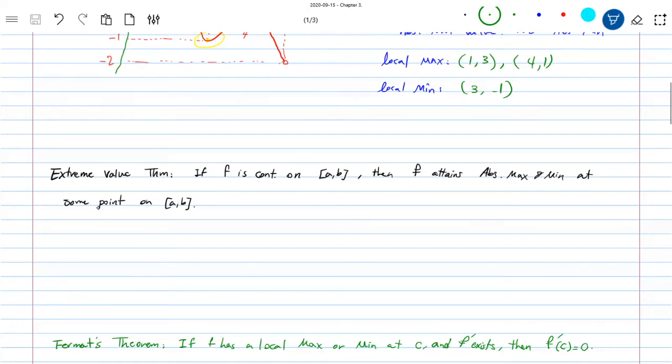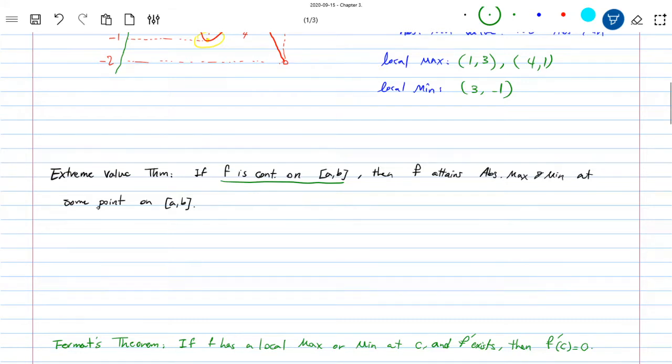Okay, so here's an important theorem, the extreme value theorem. It's something that should make sense. So let's say, what is the extreme value theorem? It says if you have a continuous function over a closed interval, it's important that you have a closed interval, then f will have the absolute maximum and minimum definitely over this interval.